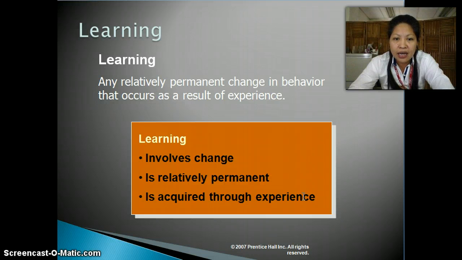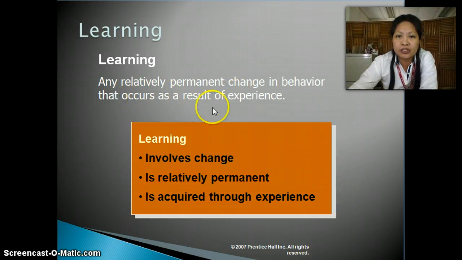Okay, learning. Learning is very important in behavior modification, in acquiring behavior. So here it says any relatively permanent change in behavior that occurs as a result of experience. So experience is very important in learning. It's not just listening to the teacher, it's not just memorizing, but it's actually experiencing it. It's actually doing it. It's actually demonstrating it, that we really learn.